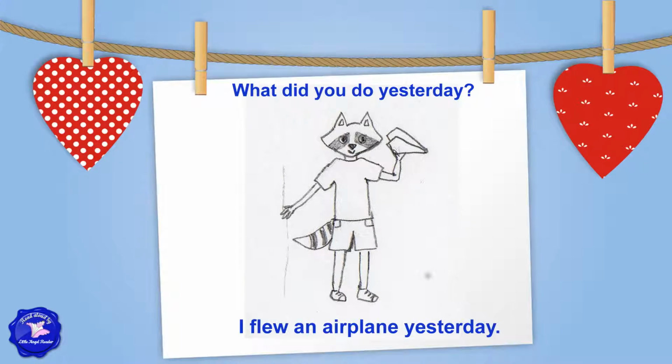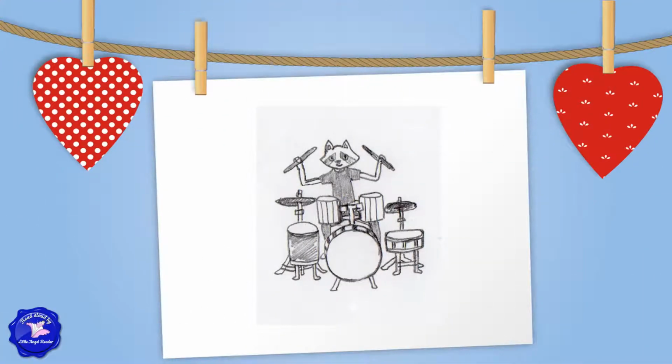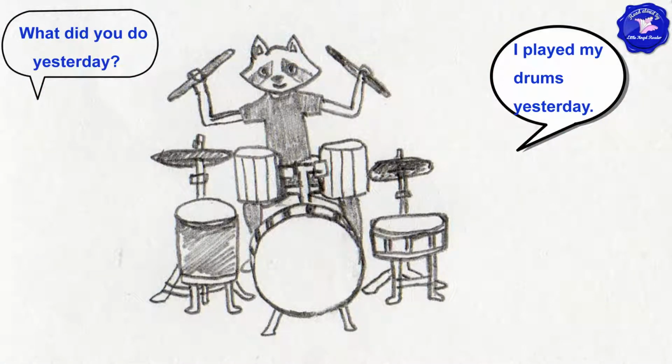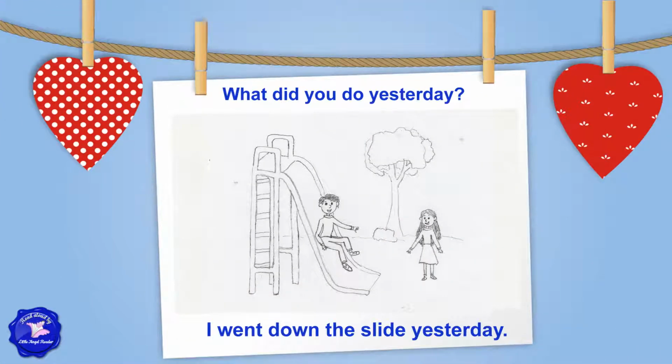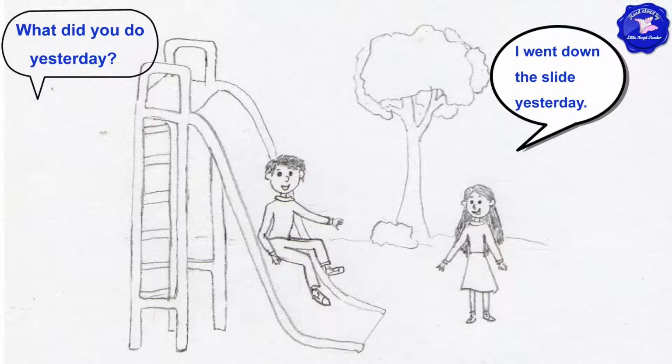What did you do yesterday? I flew an airplane yesterday. What did you do yesterday? I flew an airplane yesterday. What did you do yesterday? I played my drums yesterday. What did you do yesterday? I played my drums yesterday. What did you do yesterday? I went down the slide yesterday. What did you do yesterday?